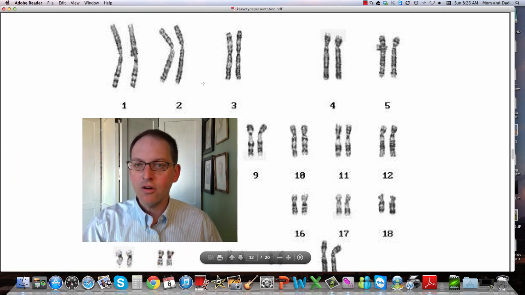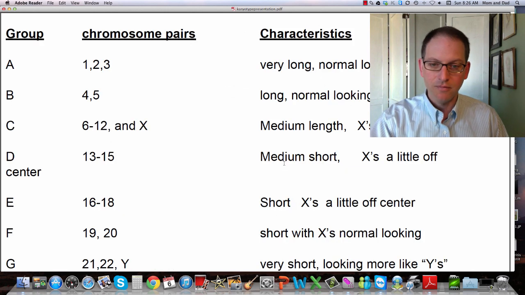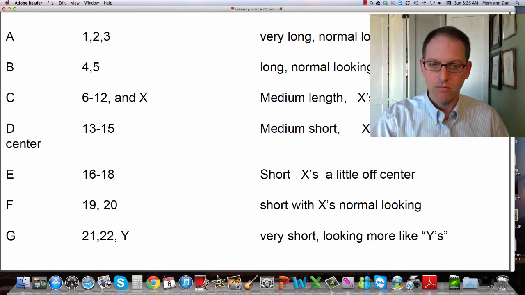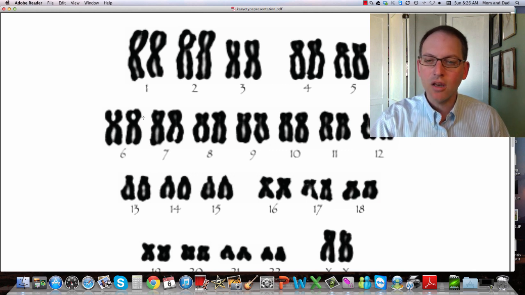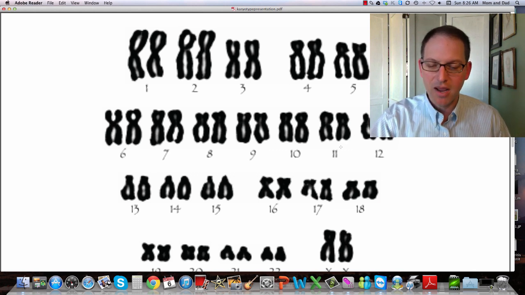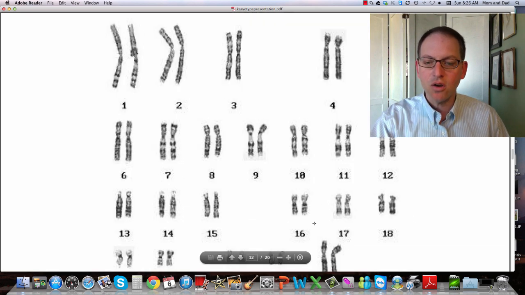This is another karyotype with different chemicals that are used, and you can see that the banding shows up a lot better than in the previous one. So here we have chromosomes where you can't really see much banding. That has to do with the chemicals that were used. Whereas this one, you can see it quite clearly.